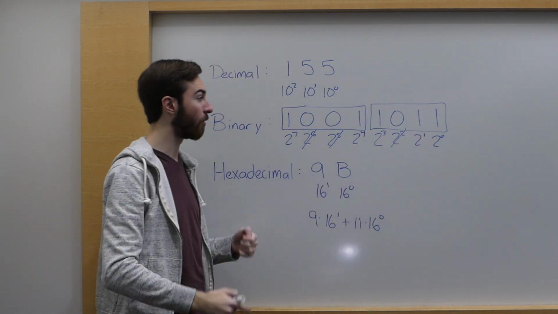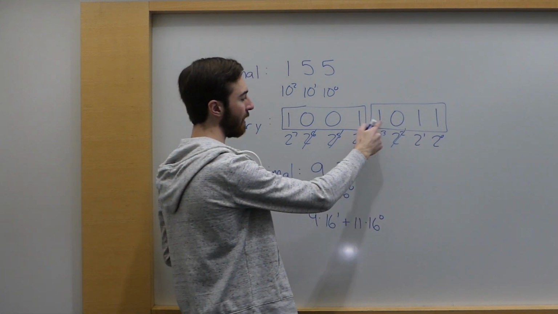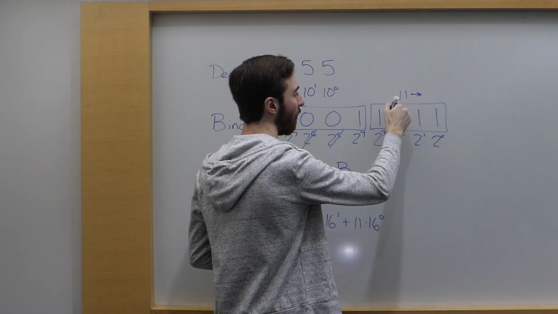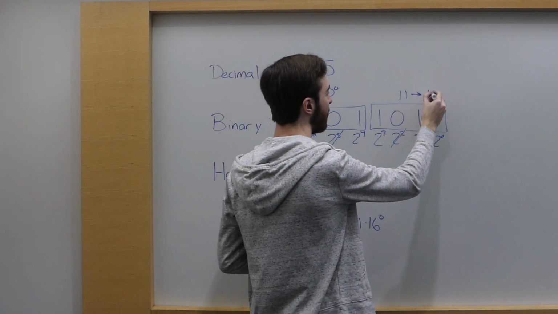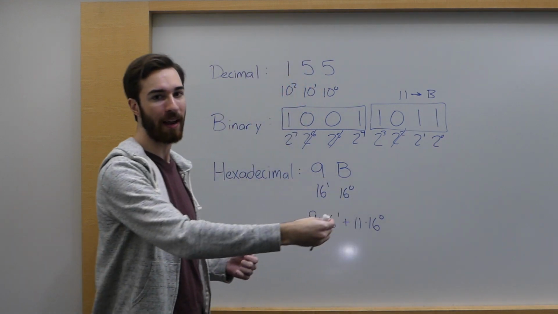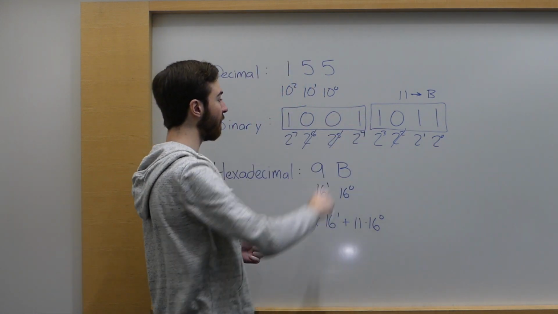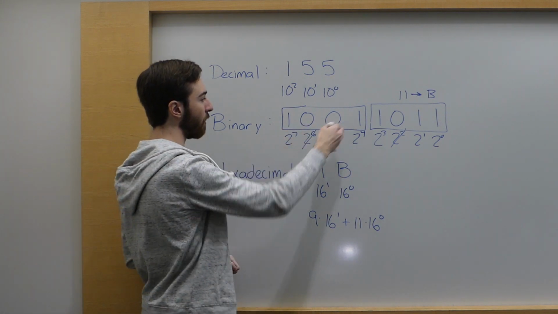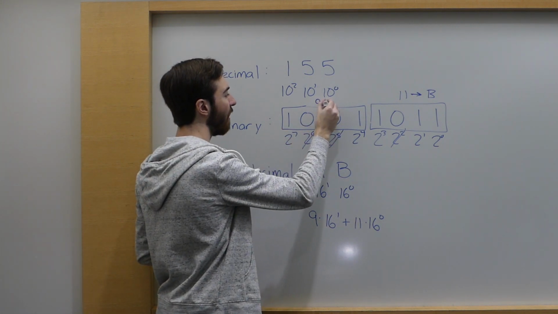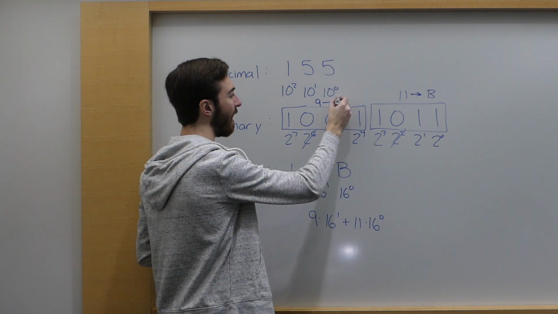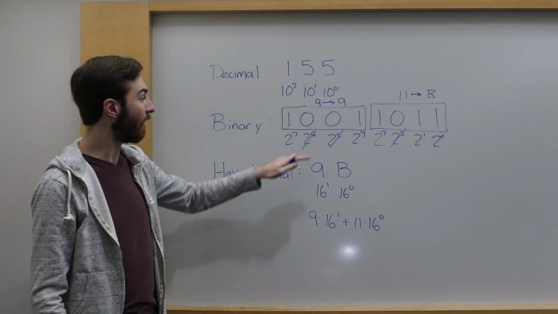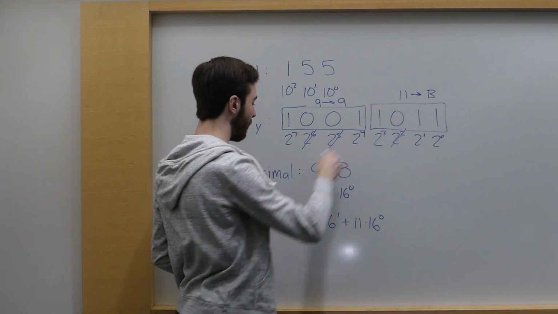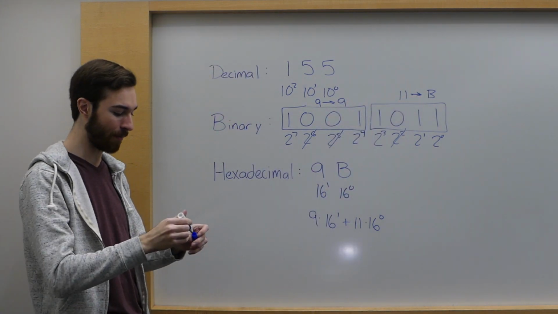1011 in binary corresponds to the value of 11, because that's 8 plus 2 plus 1. And like we said, 11 in hex corresponds to the digit B, because we have 0 through 9, and then 10 is A, and 11 is B. And in this case, 1001 is 8 plus 1, or 9, and that corresponds to the hex digit 9. It's the same thing. And so the hex version of this number in binary is 9B, which is the answer that we had at the bottom to begin with.